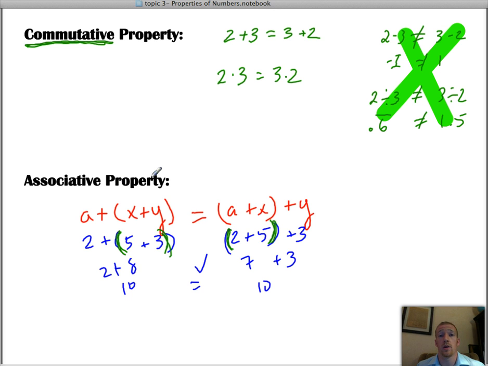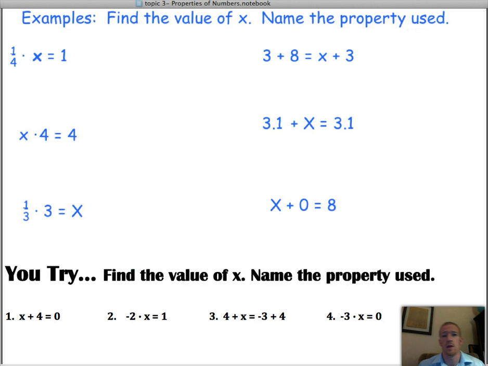The associative property also works for multiplication. I don't want to take your time to do another example. I just want to show a few of these, and then you'll be ready to do your short little U-tries down here. So 1/4 times x equals 1. All right, so this has to be the multiplicative inverse, right? That would have to be a 4, but I'm not asking you what the number has to be. I'm asking you what property it is. So it's the multiplicative inverse, all right? Because you multiply inverses and you get the identity.